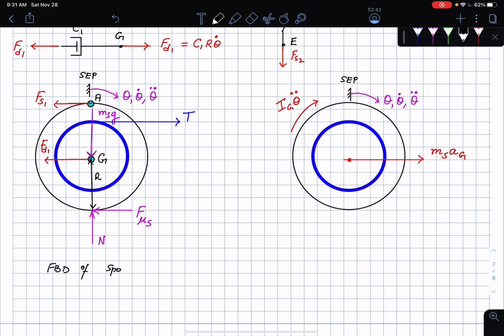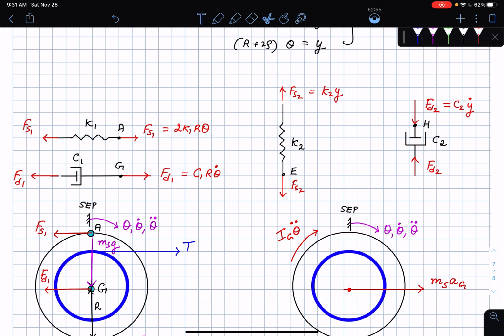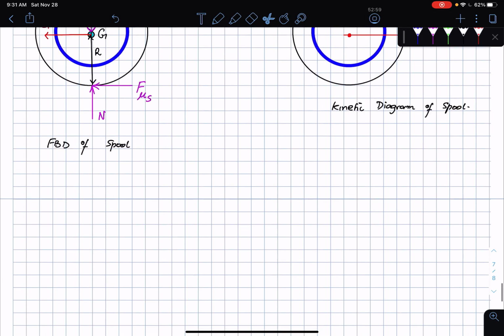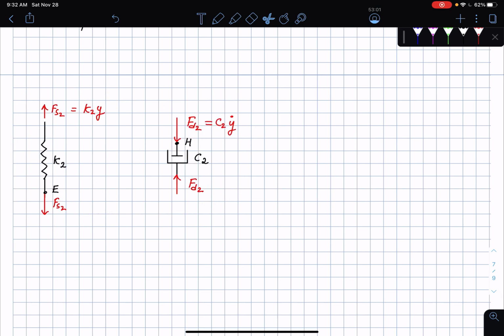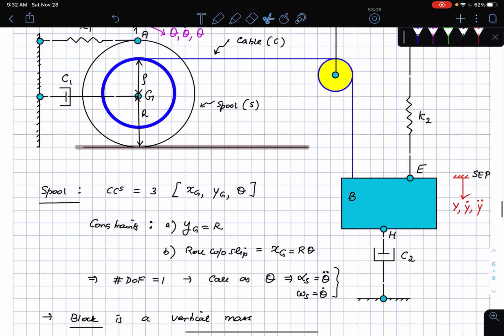So this is the free body diagram of the spool and the kinetic diagram of the spool, and likewise the free body diagram of the mass and the kinetic diagram of the mass. For that I'm going to take these two springs and dampers, cut that off and bring that down here. So this is the situation that I have. Then I'm going to bring the mass in a second here.